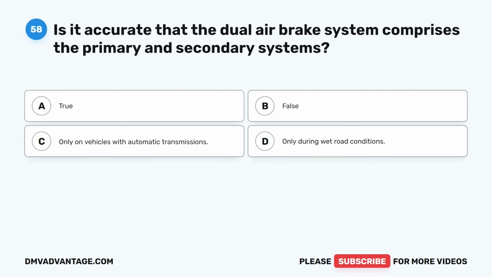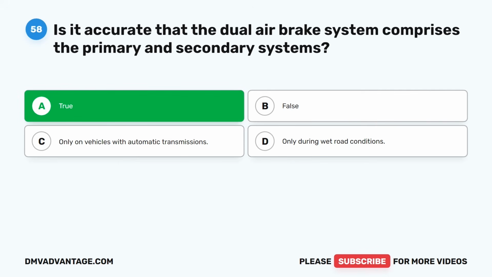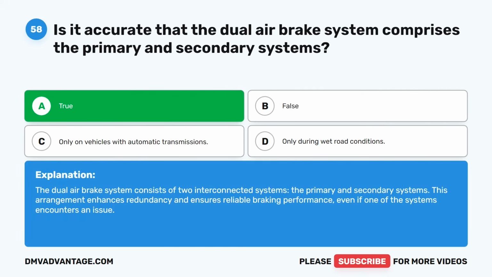Question 58. Is it accurate that the dual air brake system comprises the primary and secondary systems? A. True. B. False. C. Only on vehicles with automatic transmissions. D. Only during wet road conditions. The correct answer is A. True. The dual air brake system consists of two interconnected systems, the primary and secondary systems. This arrangement enhances redundancy and ensures reliable braking performance, even if one of the systems encounters an issue.